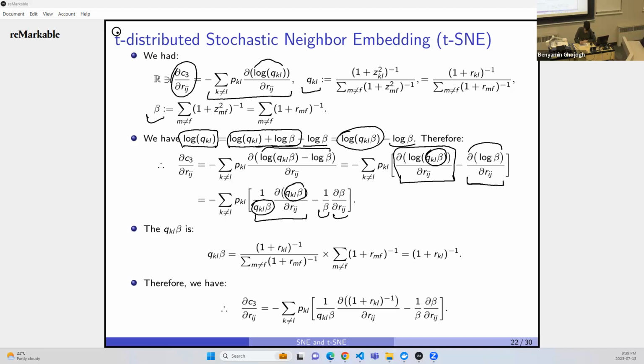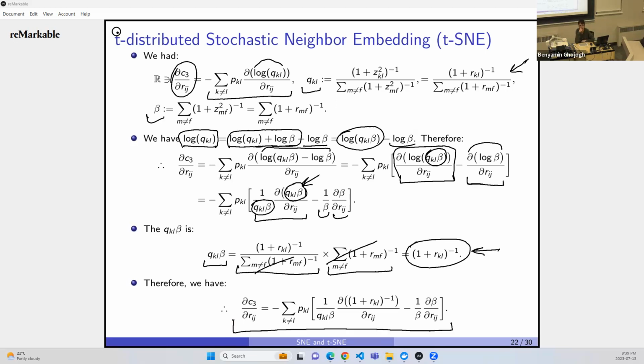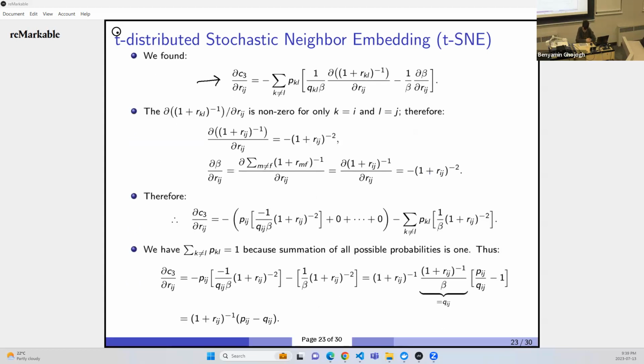Then what do we have? Here I have the derivative of QKL beta with respect to Rij. So let's simplify QKL beta. So this was QKL, which we found here in the previous slide. This is beta, right? These two cancel each other. Therefore, QKL beta is just a numerator, right? Now let's calculate that. Therefore, I replace this here with what I found here. So it gives me this. Okay, I'm simplifying the derivative for you to find what we want. Okay, we found this.